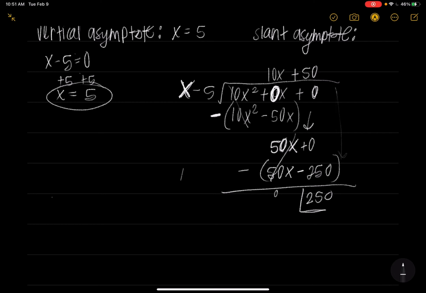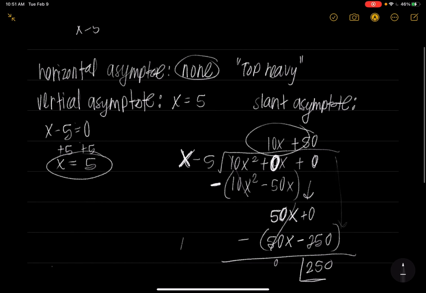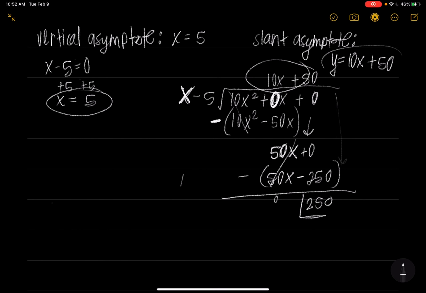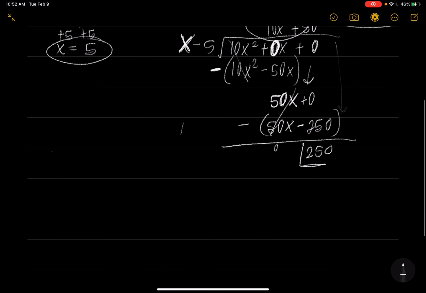So the slant asymptote will be at y equals 10x plus 50. And we're not worried about that remainder for the slant asymptote. Now at this point, a lot of times your questions will be multiple choice, so it's kind of like a process of elimination.